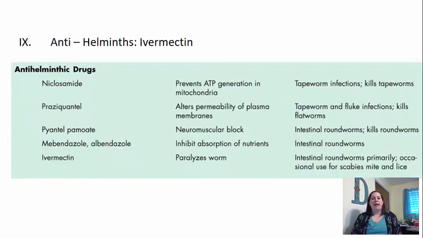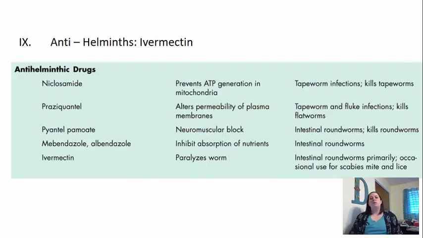The last group are the anti-helminths. These are the ones that fight against worms. There are multiple types of anti-helminths, but a lot of them are going to be used to prevent ATP generation in the mitochondria, or alter the permeability of their plasma membranes. It may block their neuromuscular areas. It may inhibit the ability to absorb their nutrients.